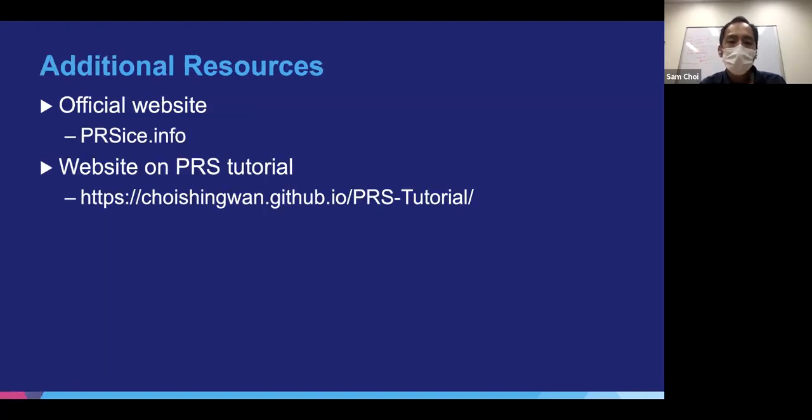So this is almost the end of it. If you want to get more information on PRSice, you can go to PRSice.info, which is our official website. Or if you want to know more generally about polygenic scores, how to do polygenic scores, or what the concepts are, then you can go to our polygenic score tutorial at choishingwan.github.io/PRS-tutorial.